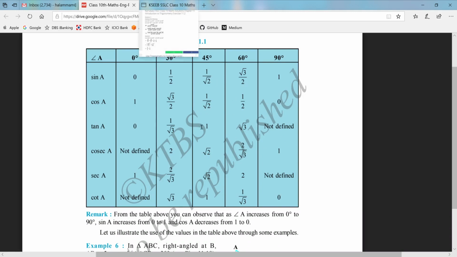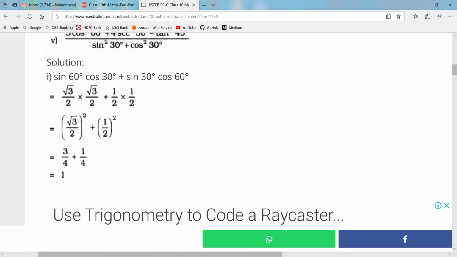So just remember this table while doing the problems. This table you should know properly. So just simplify this. Multiply the numerator to numerator, that is root 3 divided by 2 whole square. So 2 times it is repeated, so whole square. Plus 1 by 2 into 1 by 2, that is 1 by 2 whole square. Okay, understood? Now this square we will separate for the numerator and denominator also, and root 3 square will become 3 and 2 square will become 4. Like that, plus 1 square will become 1 and the 2 square will become 4. So 3 by 4 plus 1 by 4, you will get the answer 1.